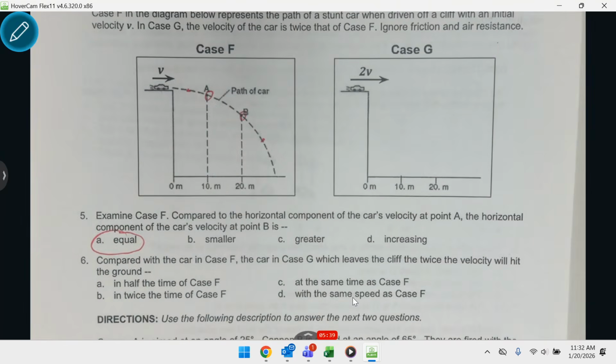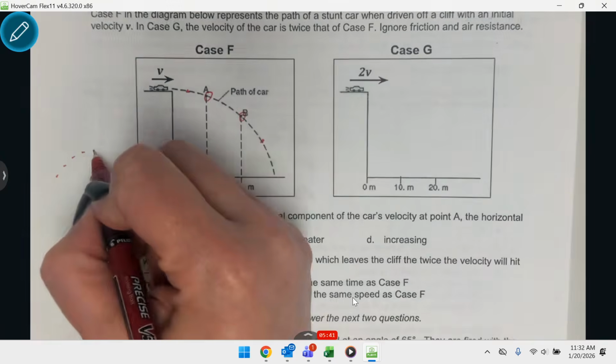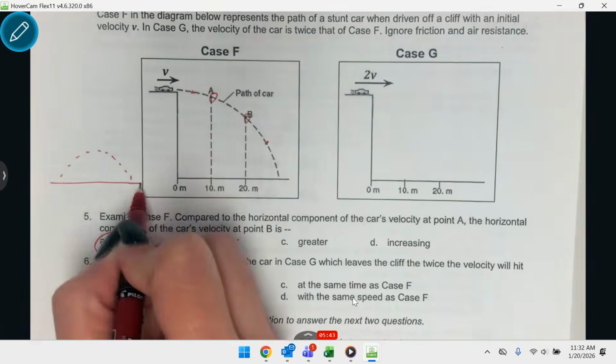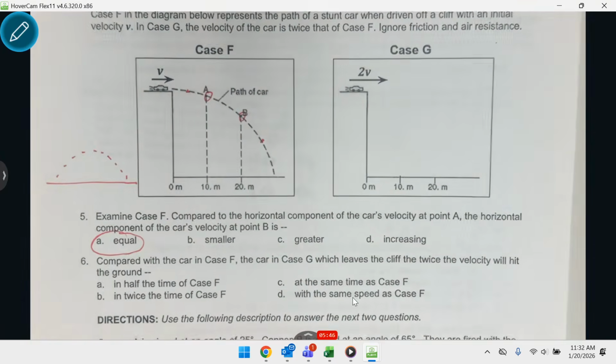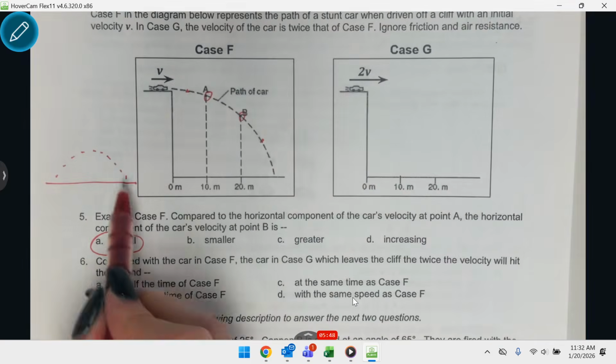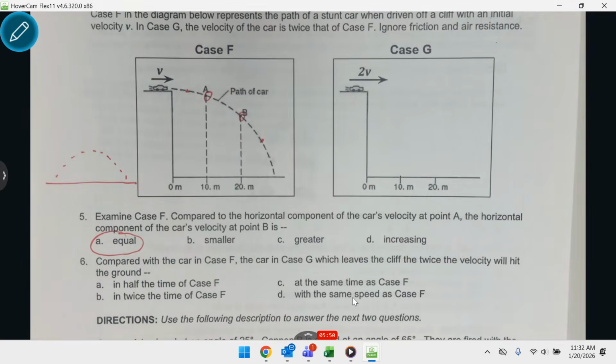Okay, and that's true also for things that are launched at an angle. Again, if I was to look at like a football being kicked, my horizontal velocity would be constant at every point on this too. So every projectile.